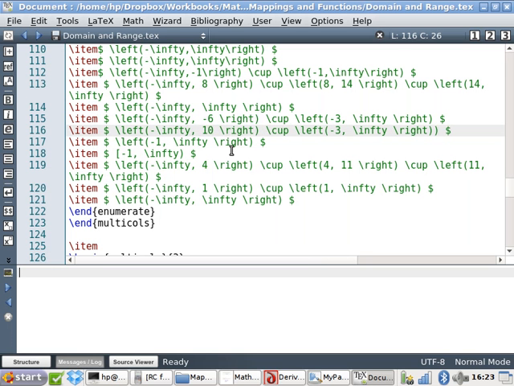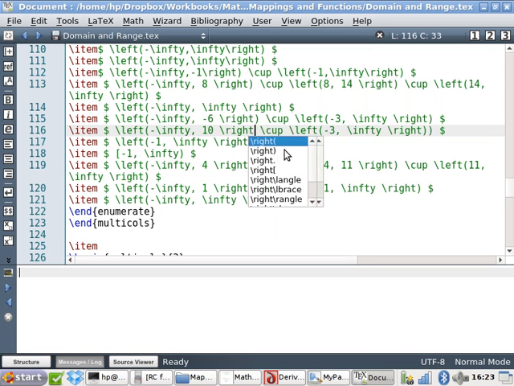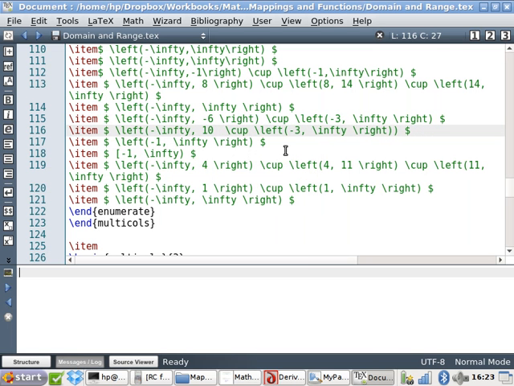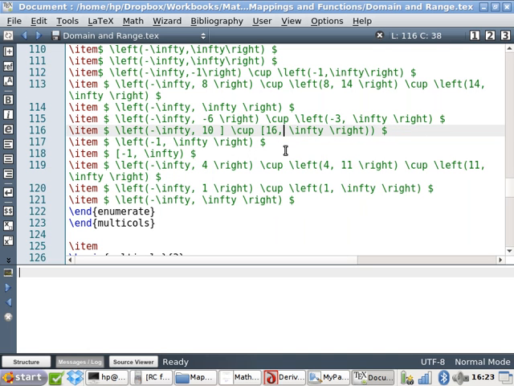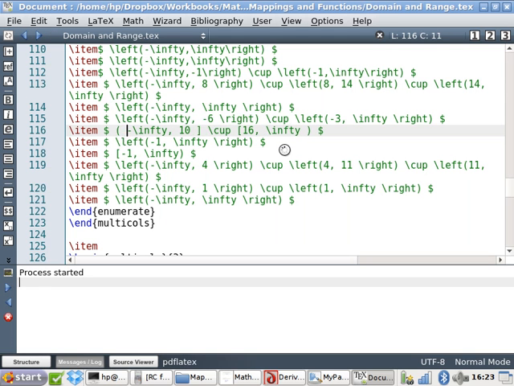Include 10? Yeah, include 10. Include 10 and include 16. Okay. That should have it all fixed up nicely. Thank you, Jerry. You were right this time.